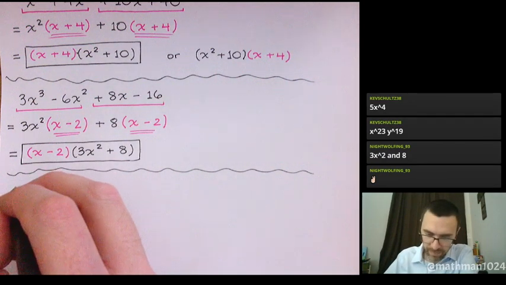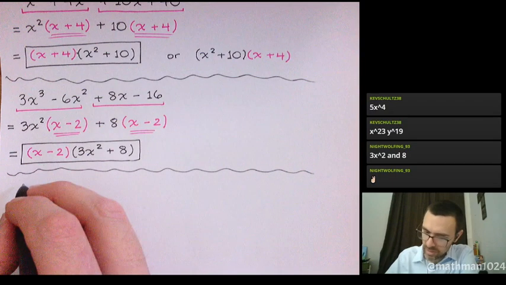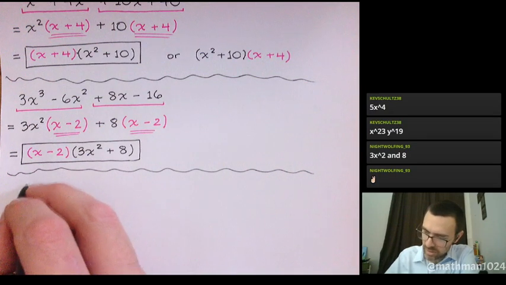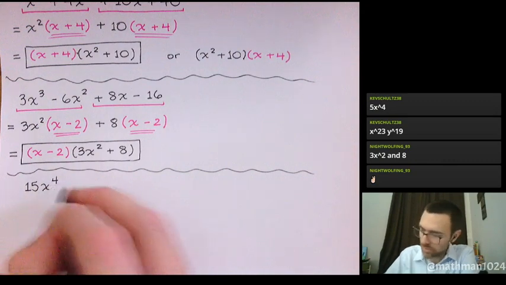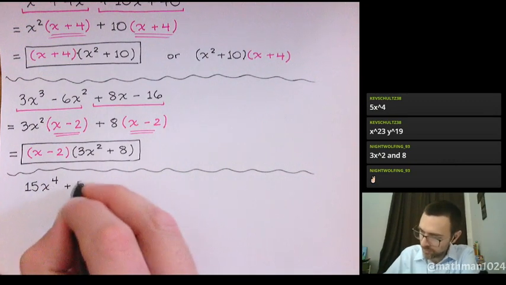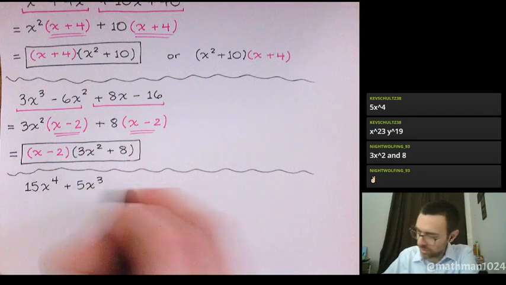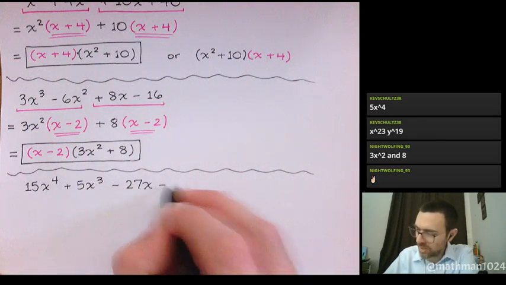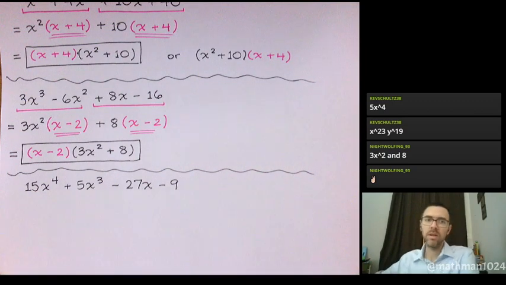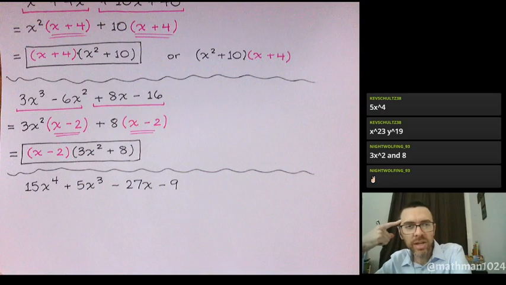All right. Let's try 15x to the fourth plus 5x to the third minus 27x minus 9. Is there anything these guys all have in common?